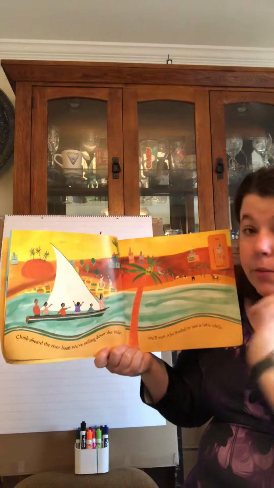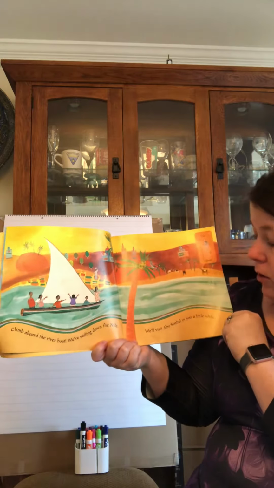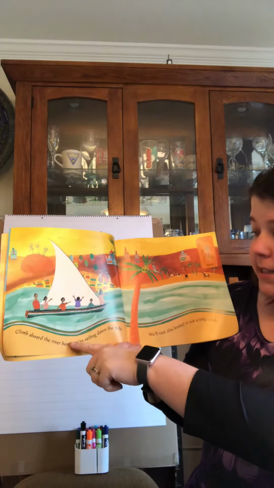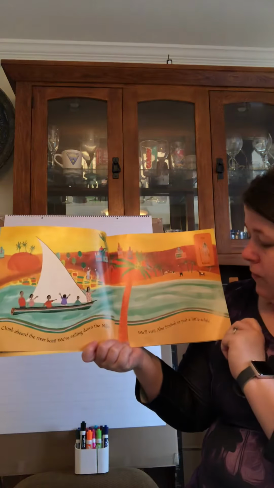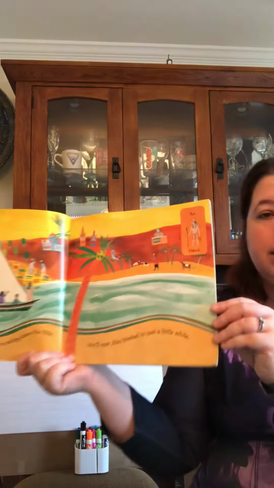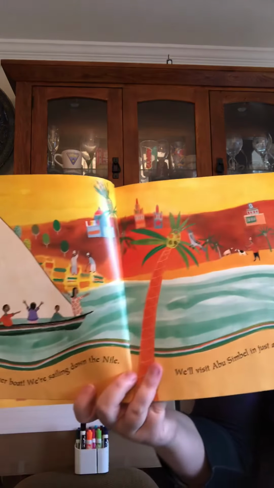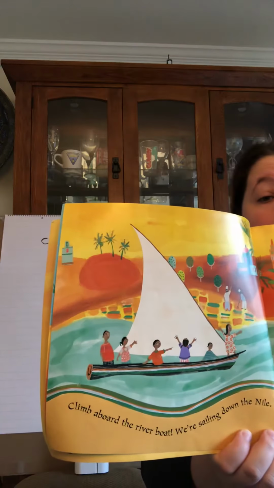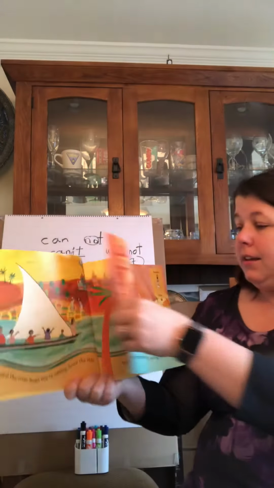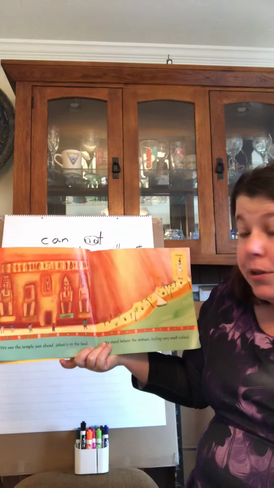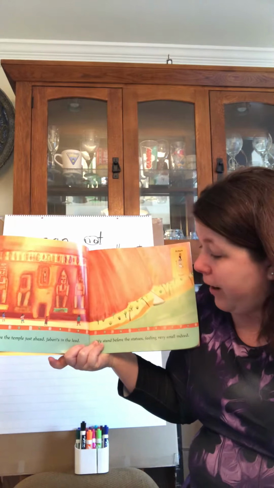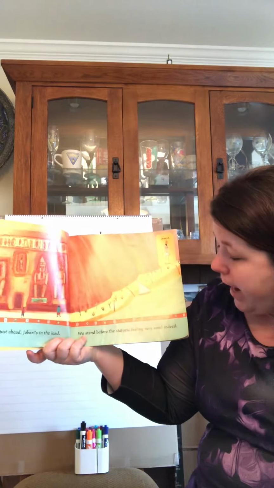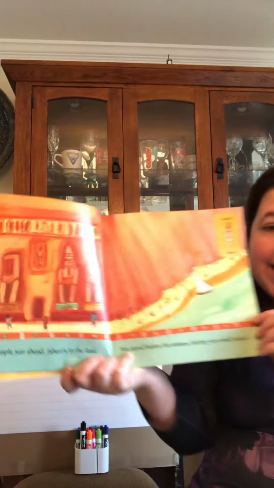Climb aboard the riverboat. We're sailing down the Nile. Ooh, I see some contractions already. We'll visit Abu Simbel in just a little while. Hush, hush, hush, hush. You're okay. You're okay. We see the temple just ahead. Jabari's in the lead. We stand before the statues feeling very small indeed.